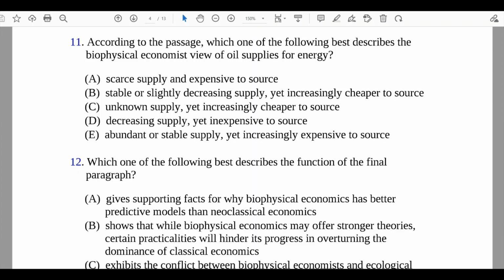Answer E is your last available option and this is the correct choice. And it is right on your target. The economists view oil as abundant or stable in supply and it's increasingly expensive to source, which is why the EROI has already begun its descent. So the correct option is E, abundant or stable supply, yet increasingly expensive to source. Let's move forward to question 12.